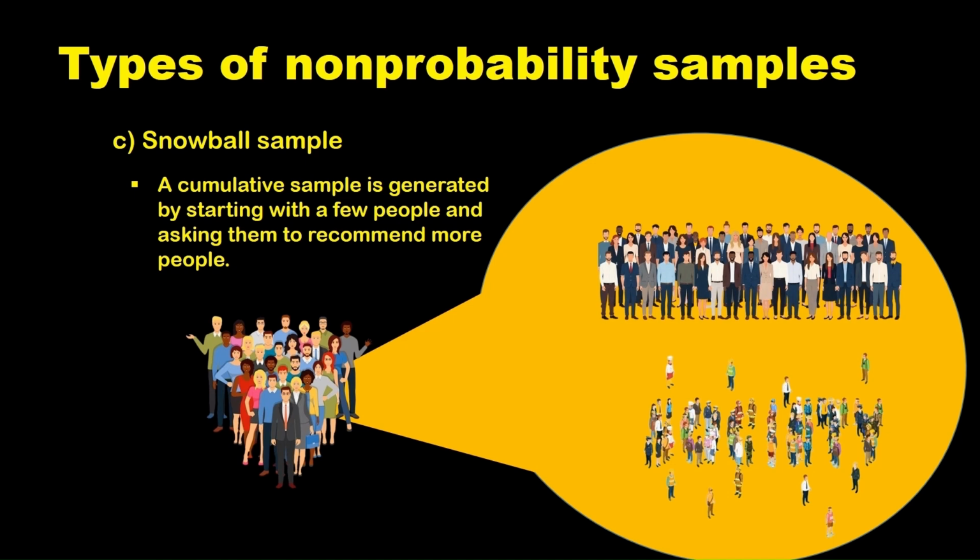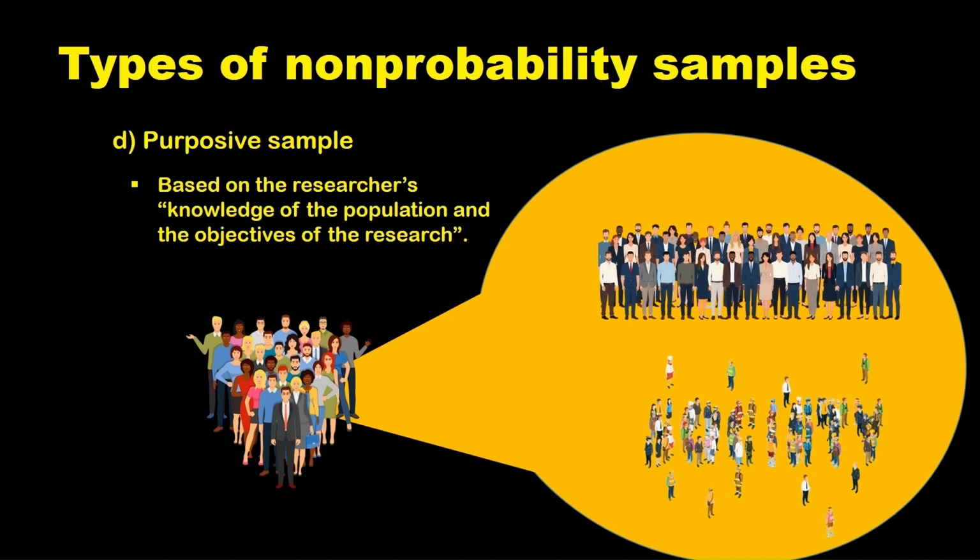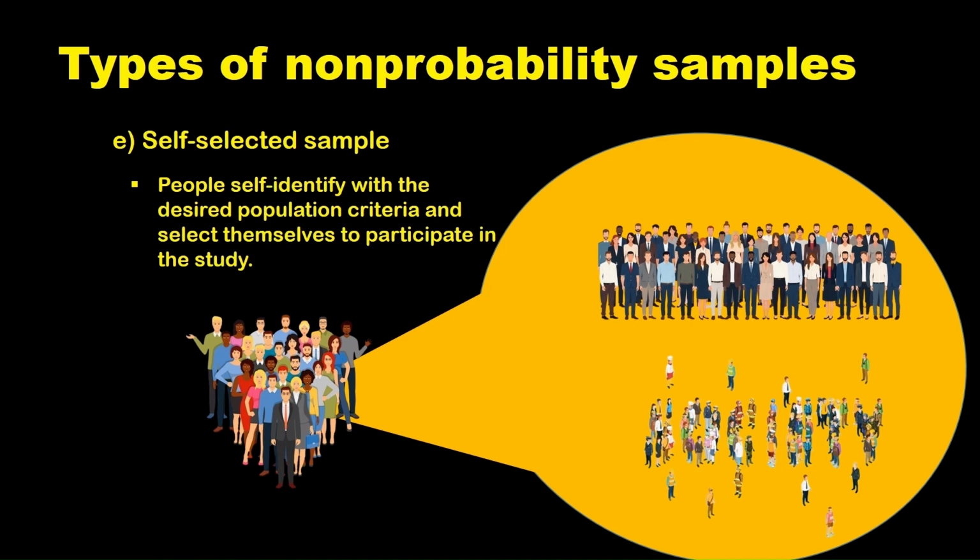C. Snowball sample. A cumulative sample is generated by starting with a few people and asking them to recommend more people. D. Purposive sample, based on the researcher's knowledge of the population and the objectives of the research. E. Self-selected sample. People self-identify with the desired population criteria and select themselves to participate in the study.